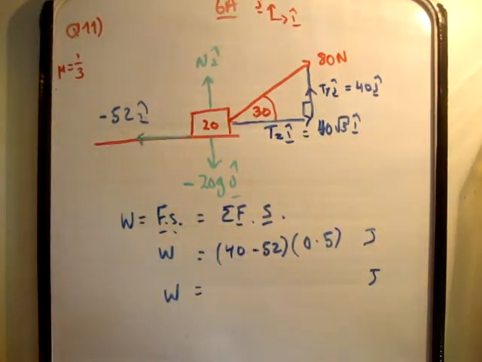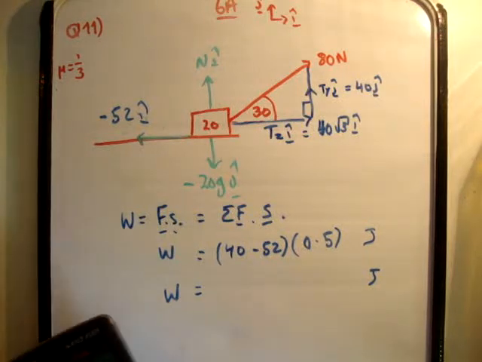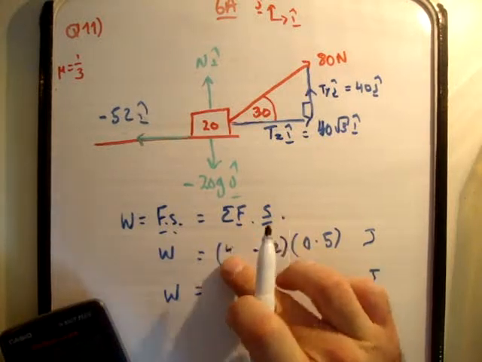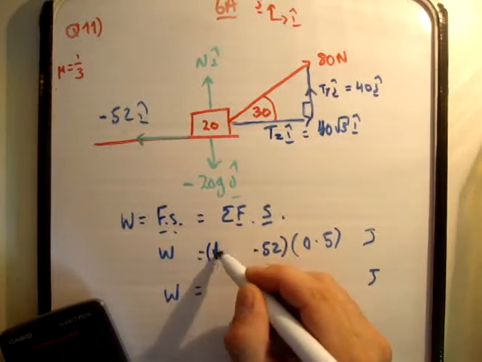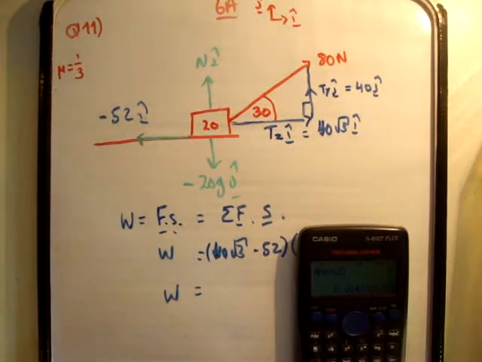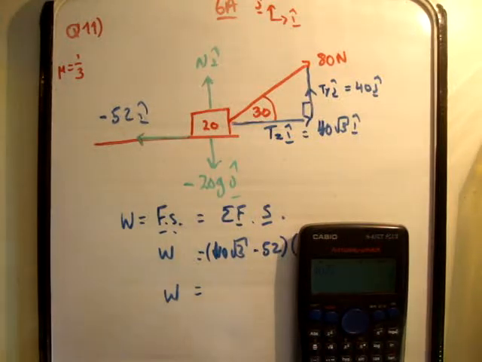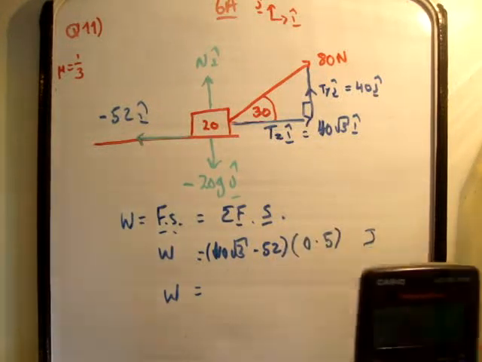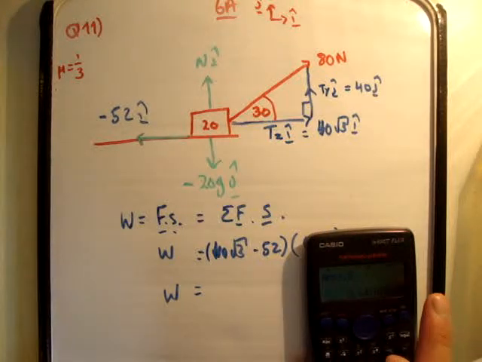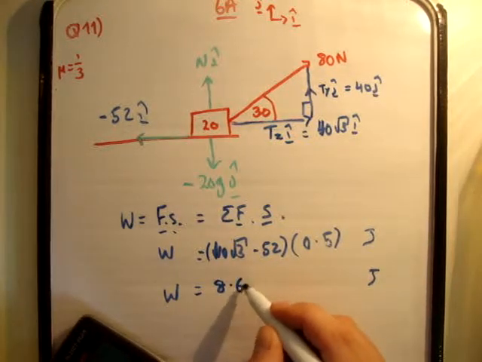So 40. Why is it 40 minus 52? No, that's incorrect. It's 40 root 3. Let's rewrite that. Excuse me now. That's 40 root 3 minus 52. So 40 times root 3, take away from that 52, and then multiply that by 0.5. Oh. Get an answer of 8.64 joules.